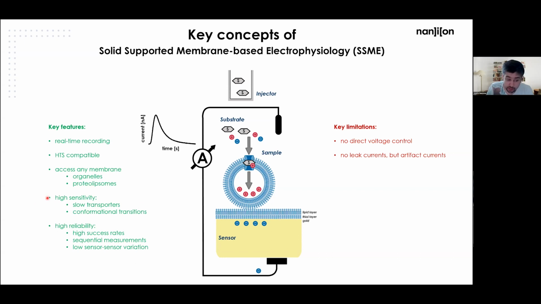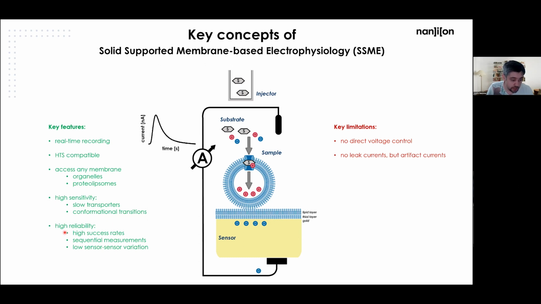Then you have a very high sensitivity. This comes from the pretty big sensor surface of about 3 millimeter in diameter, which allows about 1,000 times signal amplification compared to patch clamp, which is limited by the surface of the living cell. And this allows to record also slow transporters, which are hardly accessible via conventional electrophysiology. And the sensitivity is even so high that you can measure conformational transitions within a transporter triggered by substrate binding.